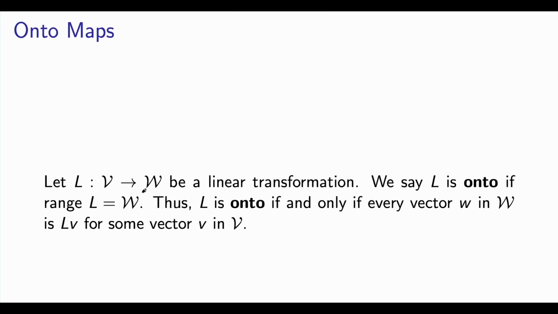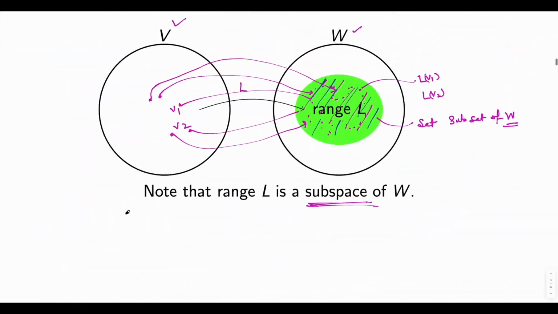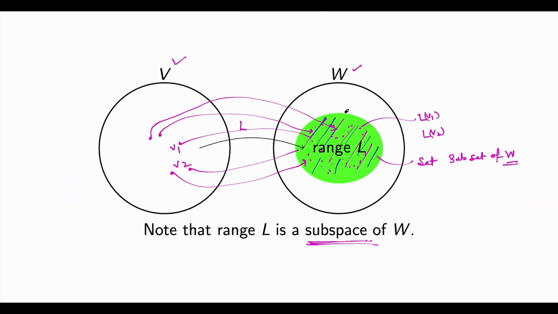Now onto maps. We have already seen one-to-one maps. Now we are going to see another result on onto maps. L is a linear transformation from V to W. We say L is onto if the range of L is equal to W. If you see in this picture, this green circle is going to be equal to the big W, whole W. If range L is equal to W, then the map is onto.